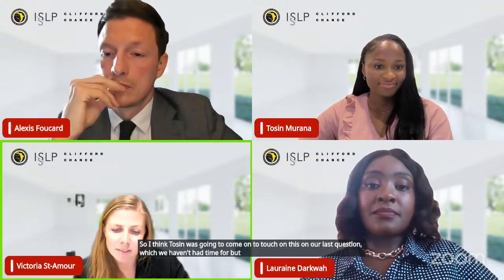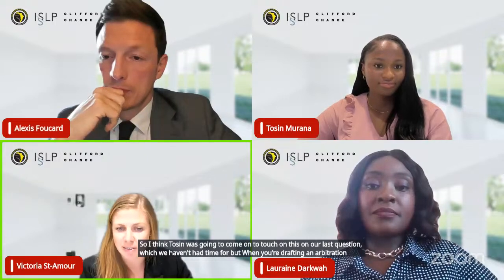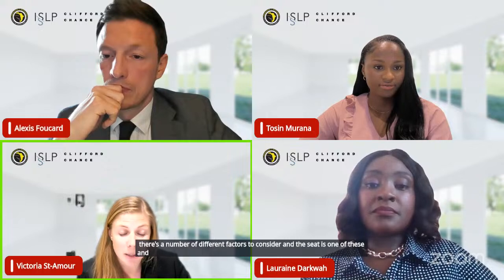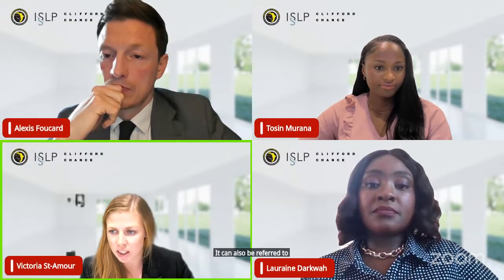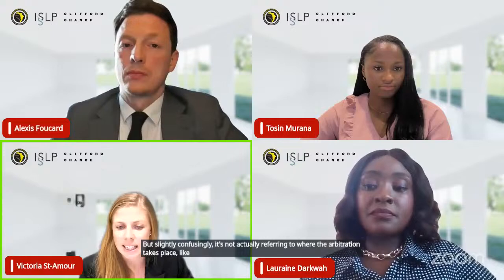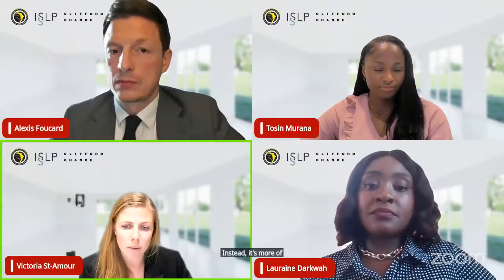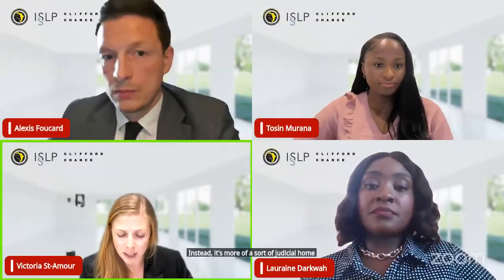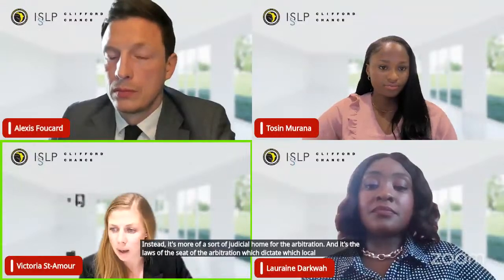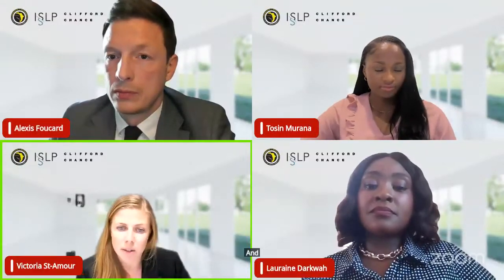But when you're drafting an arbitration agreement, there's a number of different factors to consider. And the seat is one of these, and it can also be referred to as the place of the arbitration. But slightly confusingly, it's not actually referring to where the arbitration takes place, like where the hearing is. Instead, it's more of a judicial home for the arbitration. And it's the laws of the seat of the arbitration which dictate which local courts will support an arbitration. And that's why it's so crucial to make sure you choose a seat appropriately.